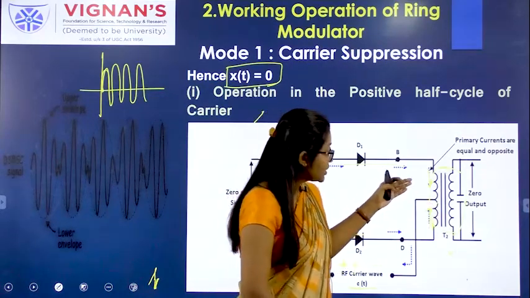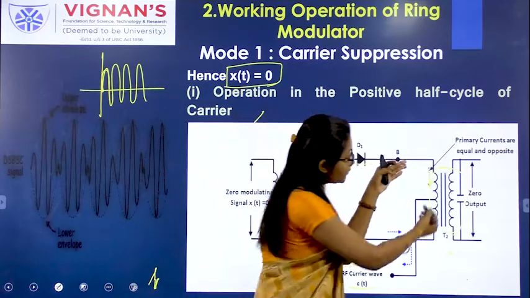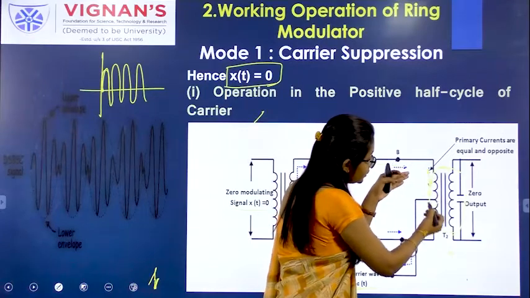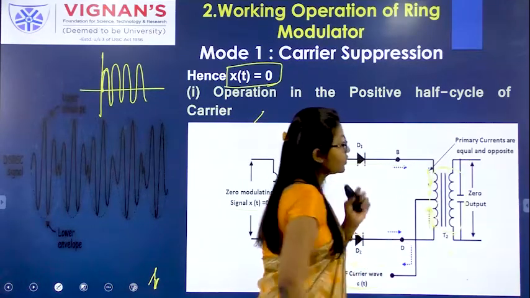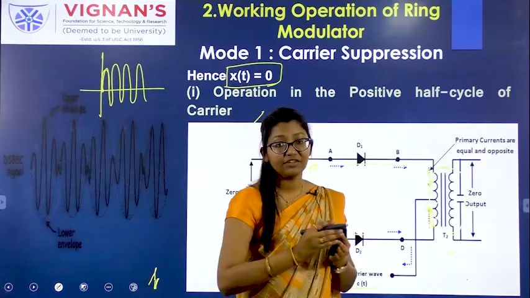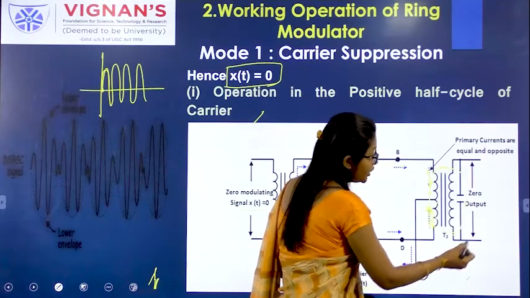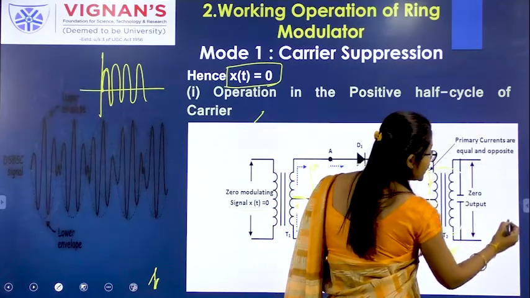So here, if you see the direction of current, both are entering. Both currents are entering means they have equal and opposite signs, so the currents will cancel each other and your final output will be 0.